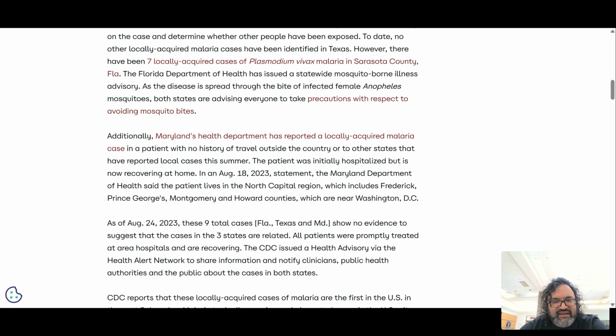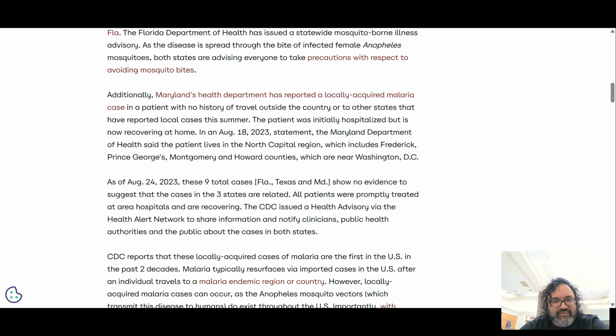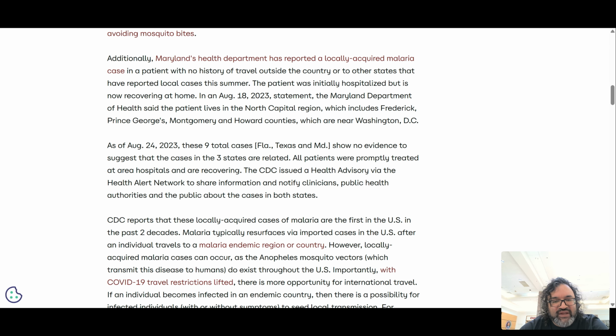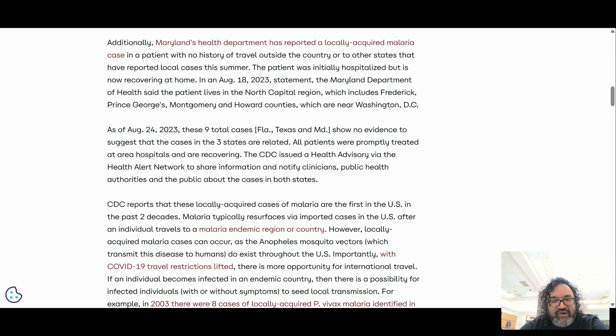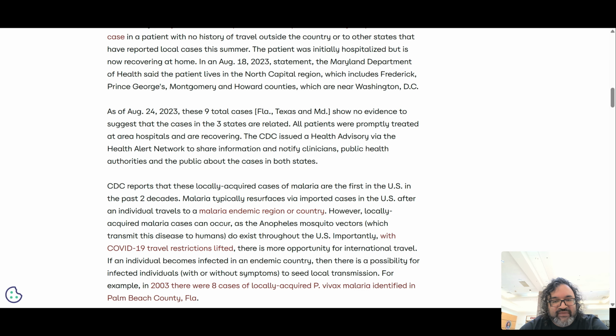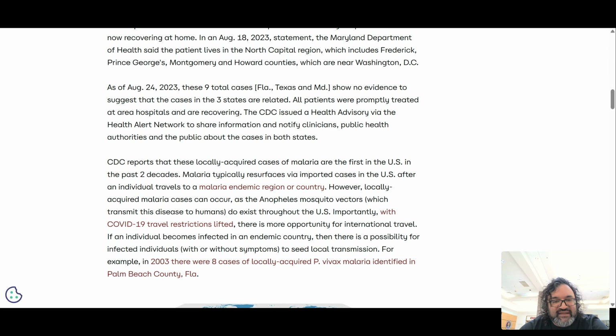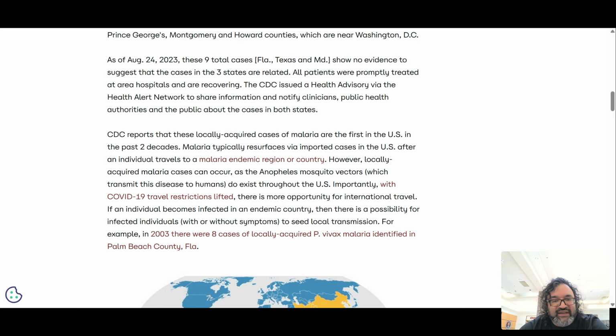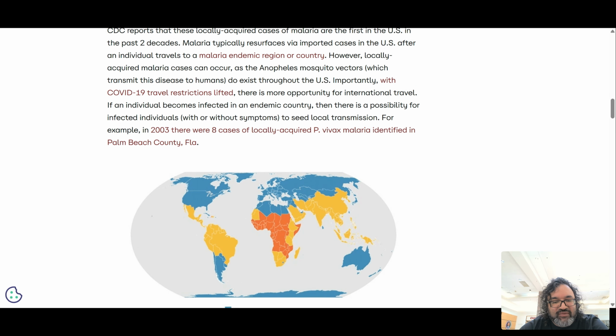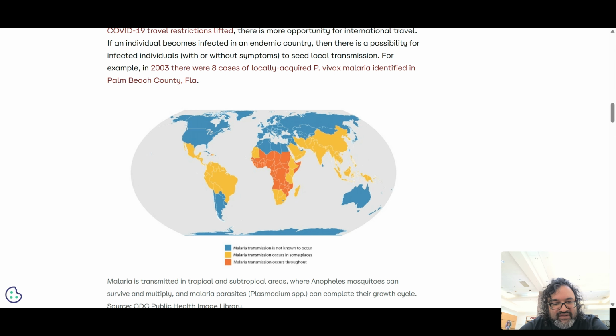Maryland also has reported a locally acquired malaria case, and then 9 total cases between Florida, Texas, and Maryland. But they show no evidence to suggest that the cases in the three states are related. So these are all multiple places. In terms of malaria transmission, very minimal in the United States.